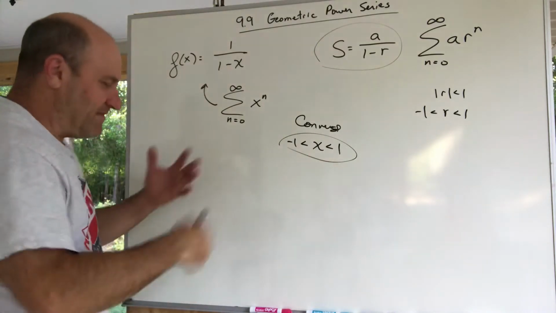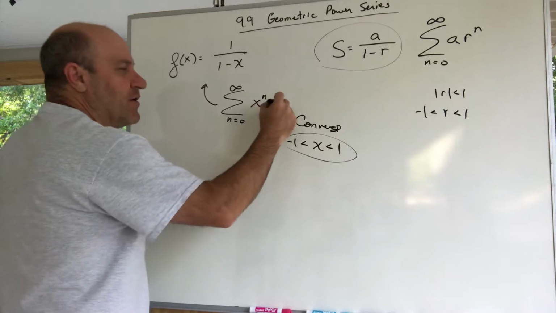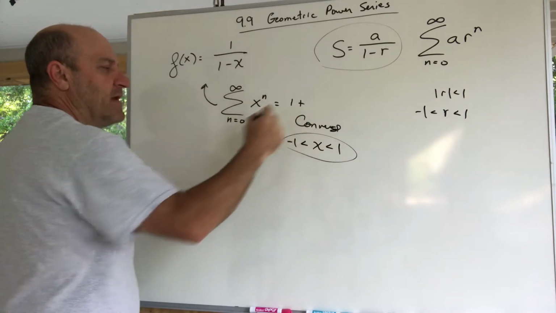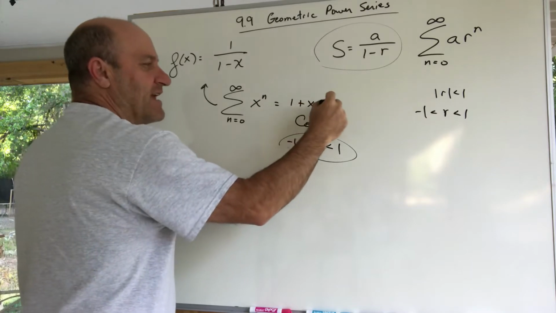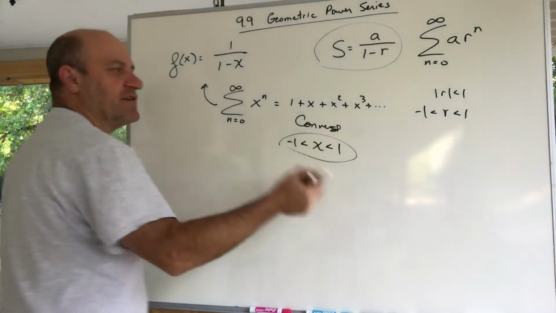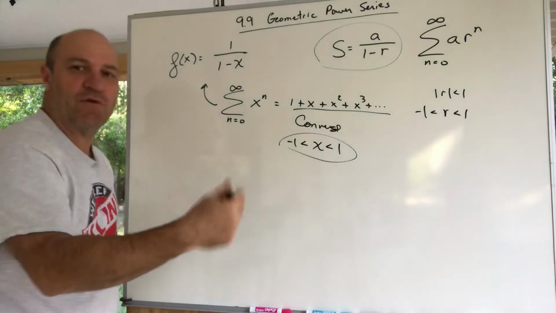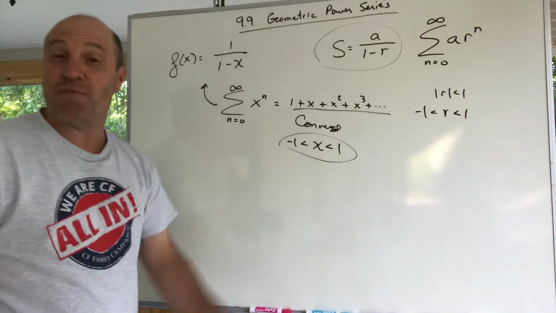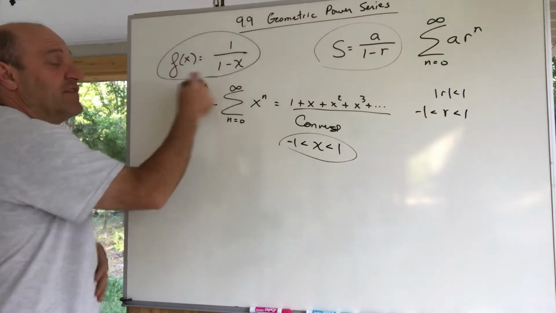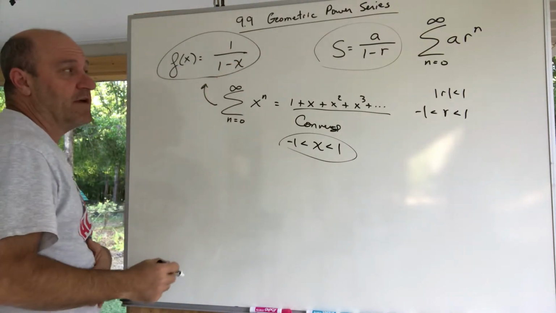If you built a little polynomial, plug in a 0, x to the 0 is a 1, x to the first is an x, x squared, x cubed. So if I took this out, this is the series. I could stop whenever I want to and call it a third, fourth, fifth degree polynomial, type it in my graphing calculator, try to graph this function in a graphing calculator.